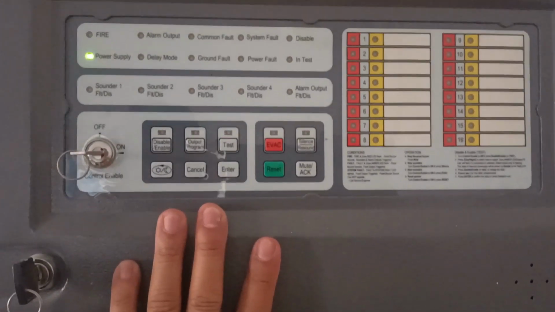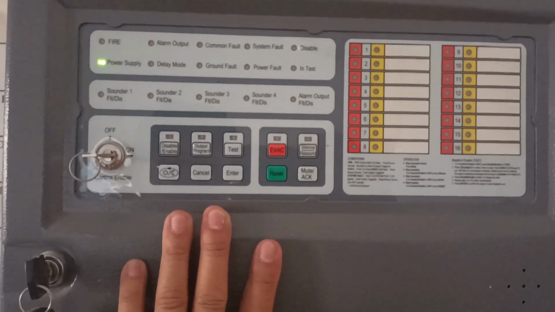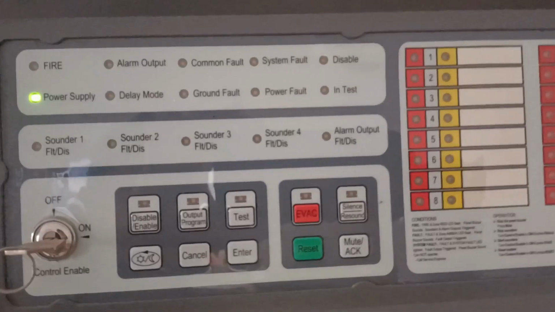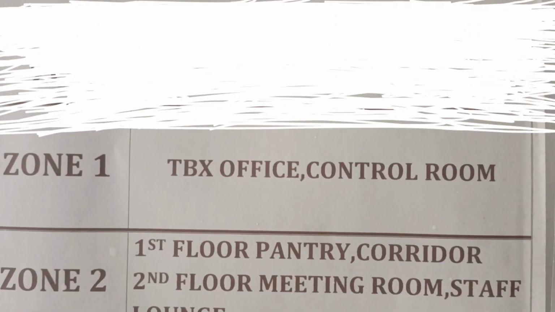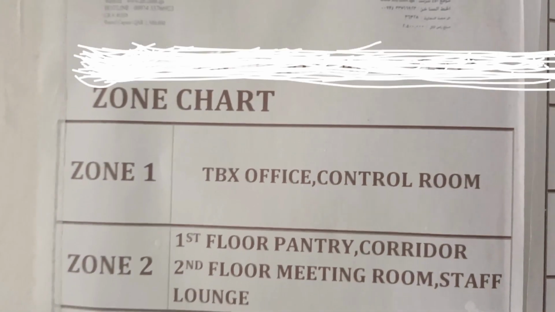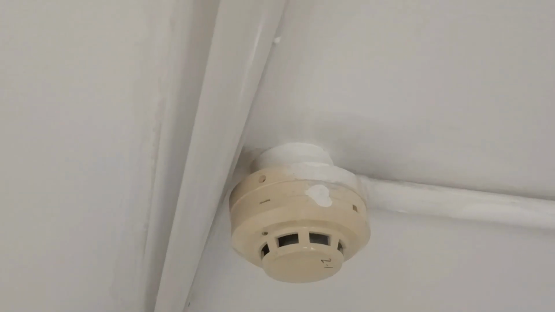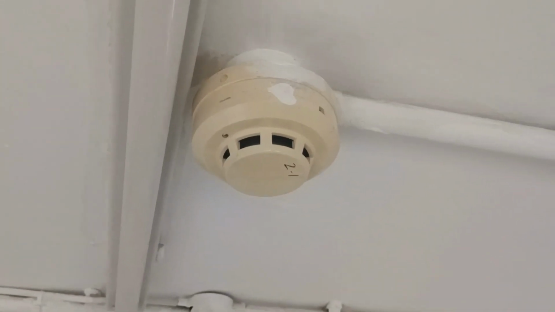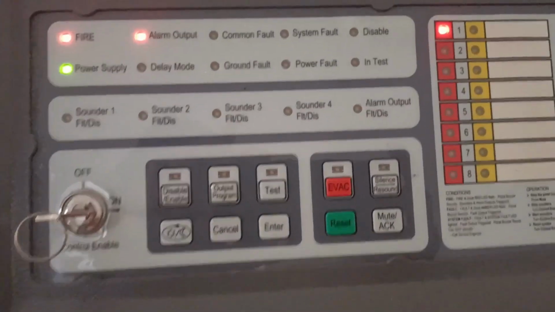So now we will test also how to silence and acknowledge if your device triggers in the zone. Okay, we will trigger an alarm for zone 1. Zone 1 is in this location, the big office control room. Okay guys, we will trigger the alarm of this device. Now the alarm is coming. So now the panel is showing zone 1.